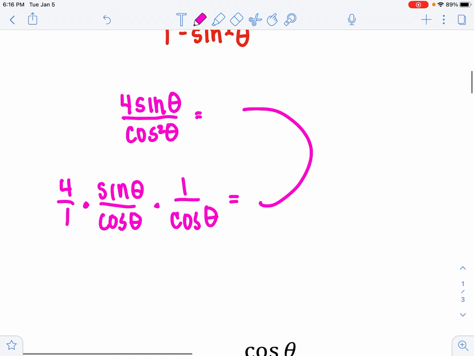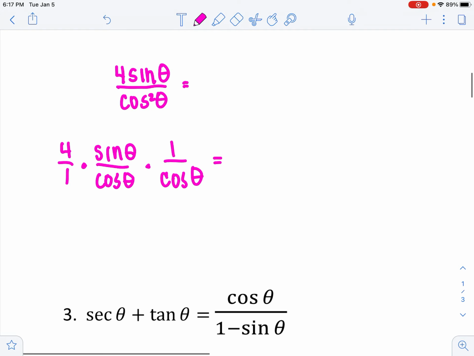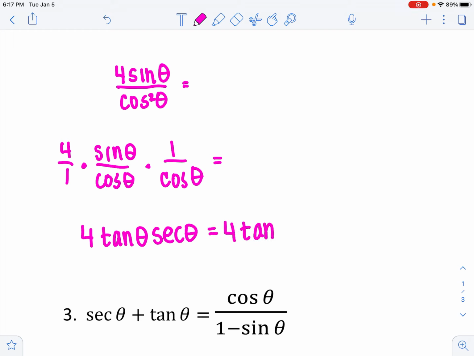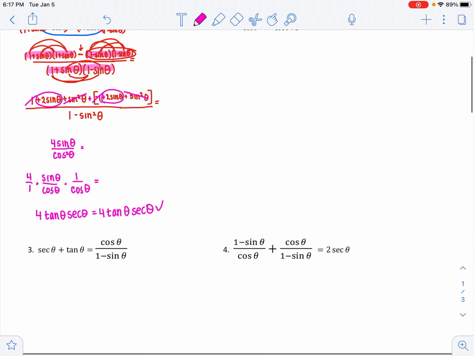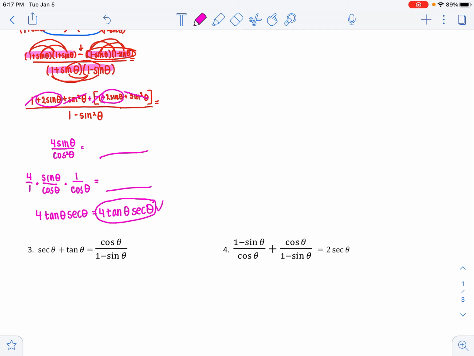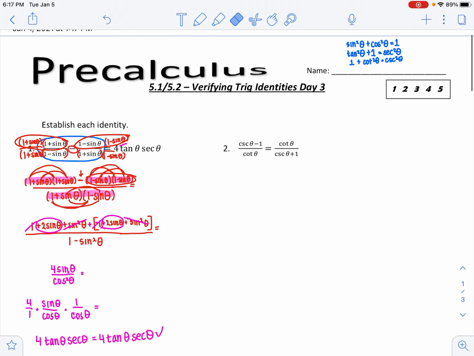Now, if you're saying, oh, can you do that? Can you go this way? Yes, that means you can go that way, right? Okay, so now you can say that this is 4 tangent of theta, secant of theta, which is equal to 4 tangent of theta, secant of theta. Once again, notice you're writing nothing on the right-hand side unless you're writing this here, here, here, and here. There's nothing else that can be written there. Do not move. Don't say your handwriting's too big.